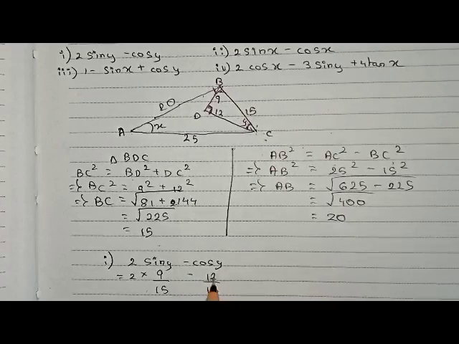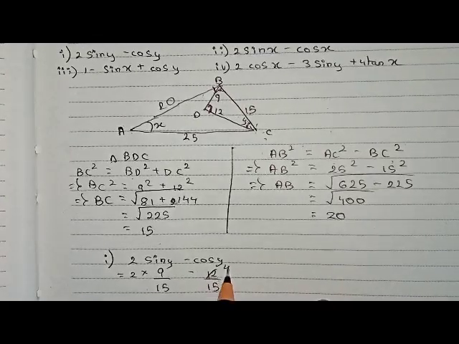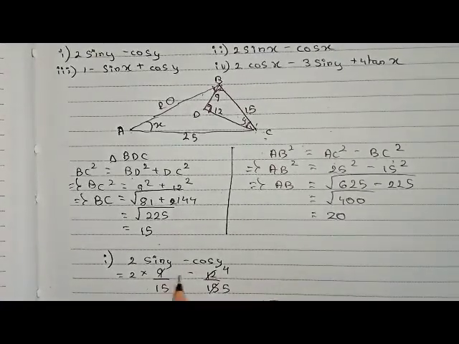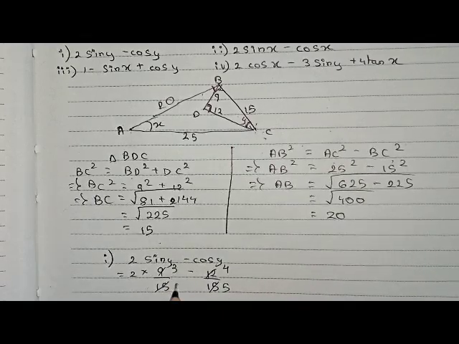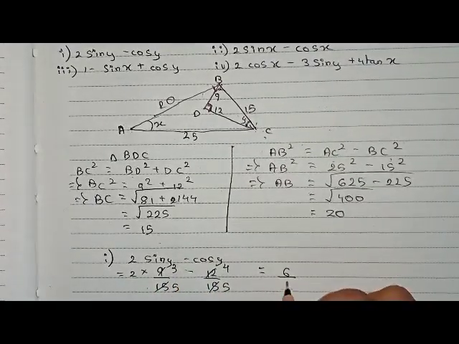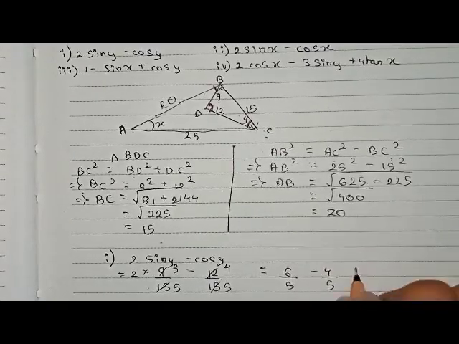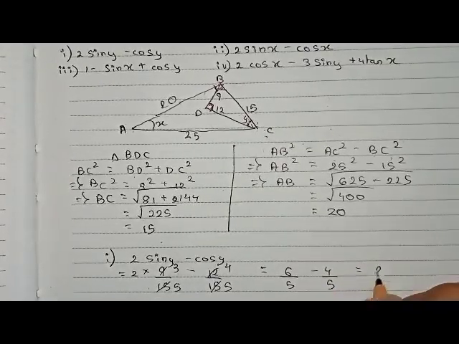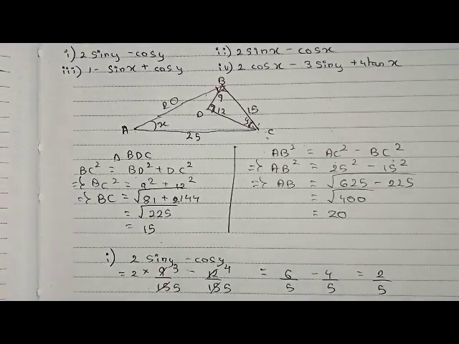So I cut these numbers first. By 3, it will become 4, it will become 5. It will become 3, it will become 5. So 2 into 3 will be 6, 6 by 5 minus 4 by 5 is equal to 6 minus 4, 2, 2 by 5. Question number 2.